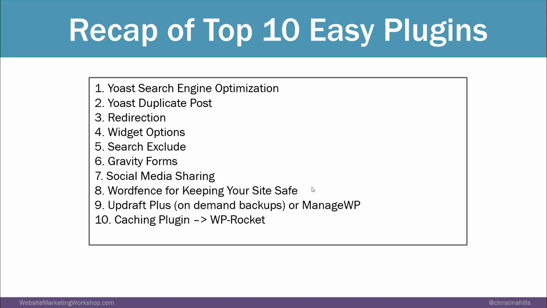The first one was Yoast SEO for search engine optimization. The next one was Yoast Duplicate Post to copy a page or a post on your site. The next was Redirection to redirect people from one page to another automatically. The fourth was Widget Options, which gives you different ways to turn things on and off. Number 5 was Search Exclude to hide certain pages from your own search inside your site.